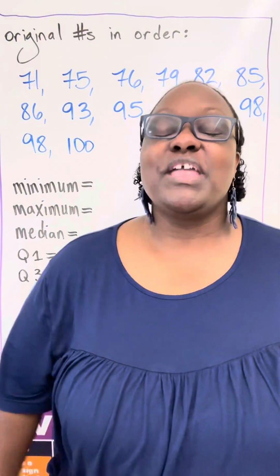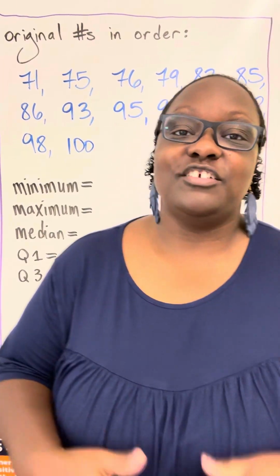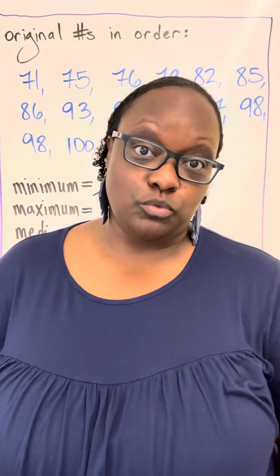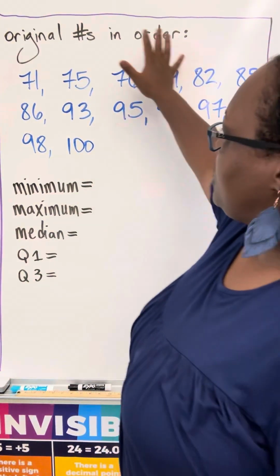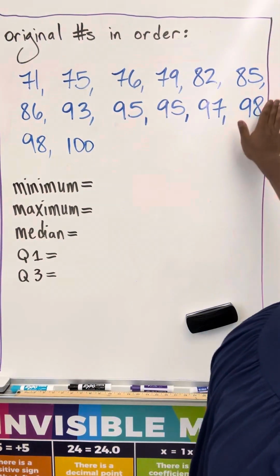Hey everybody. So this video is about how to make box plots. And there's a lot of things that you need to do in order to make the box plot. So first of all, you take your original numbers and you put them in order from least to greatest.